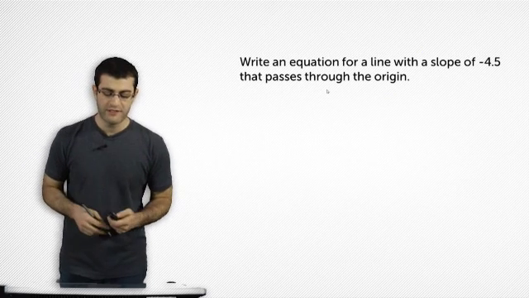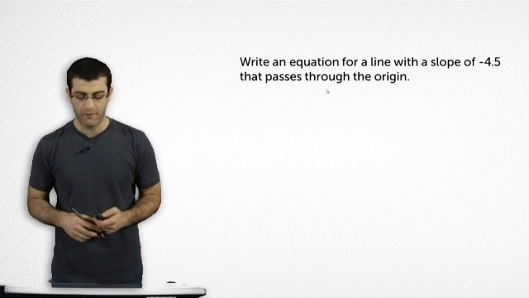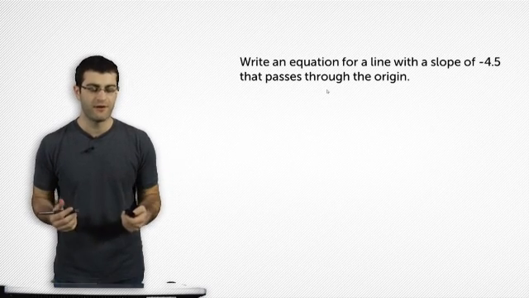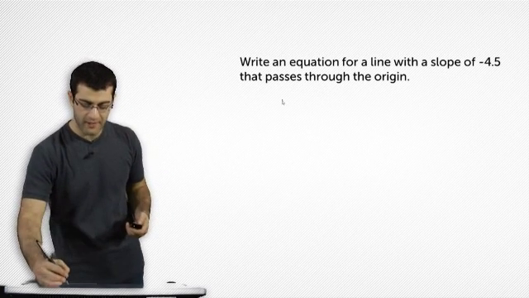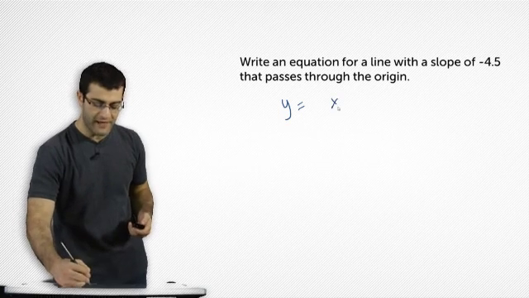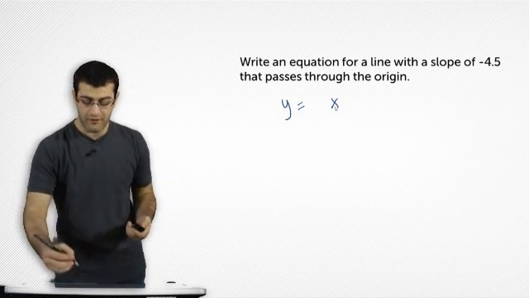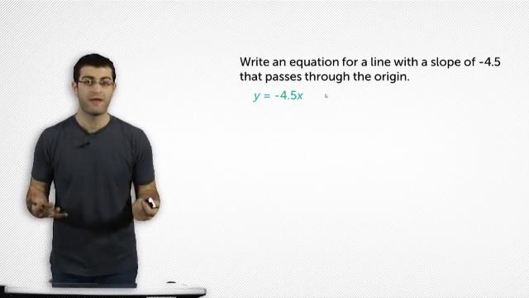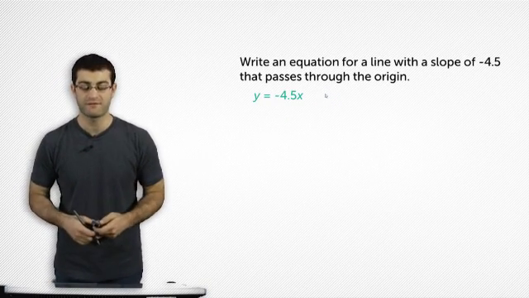Okay? Now write an equation for a line with a slope of -4.5 that passes through the origin. Well, this is actually kind of easy to do now that we know these rules. I don't even have to draw a diagram. I know it's going to be y equals something x, and I'm already given the slope. I just drop in -4.5, and boom, there we have the equation. Y equals -4.5x. That's the equation for the line.